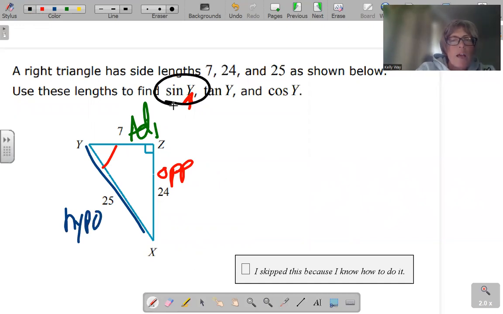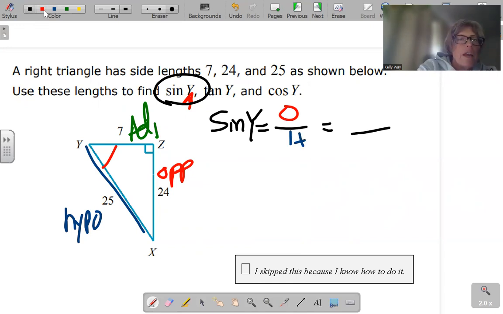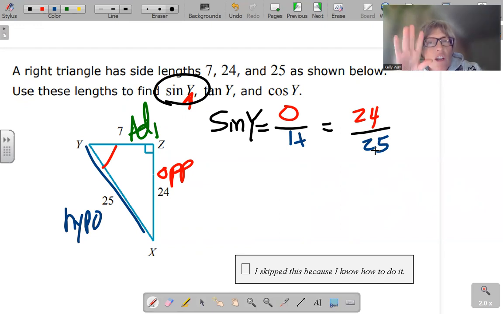So this first one, sine of y, is going to be opposite over hypo. So the sine of y is the fraction, in this case, 24 over 25. You leave it alone. You don't even have to put it in a calculator. It just wants the fraction. Just wants the fractional form of the ratio.